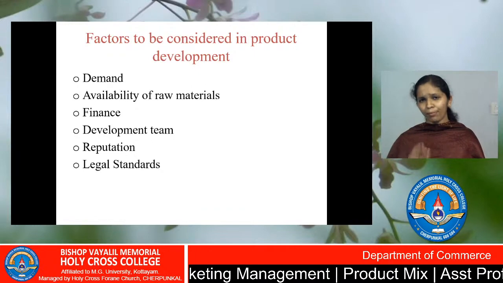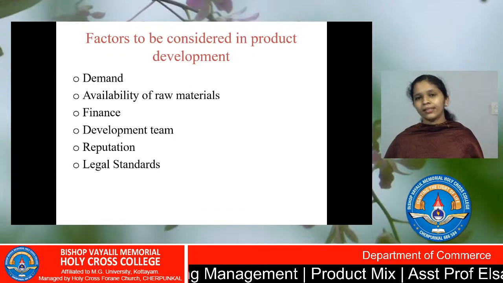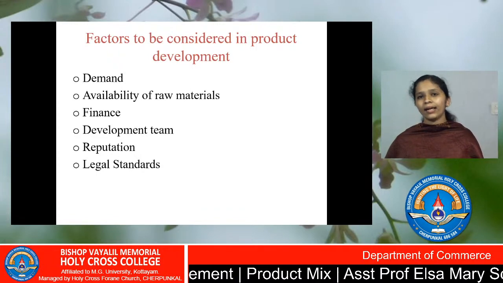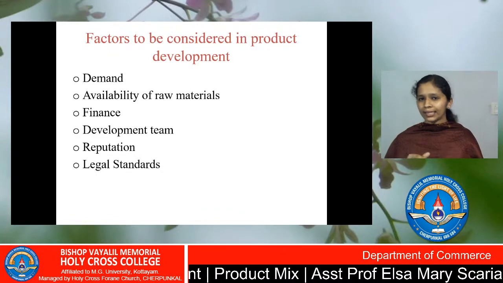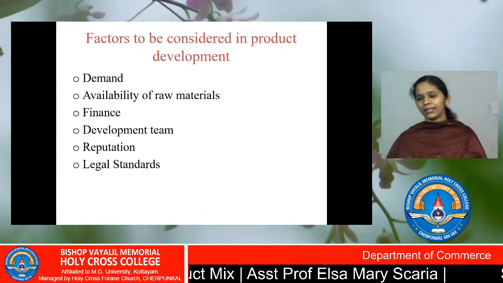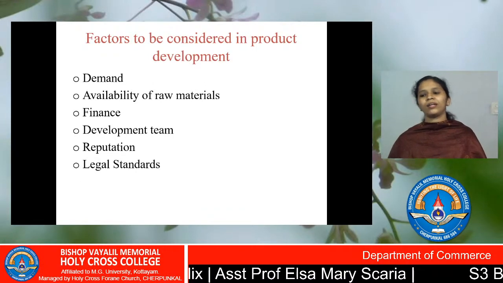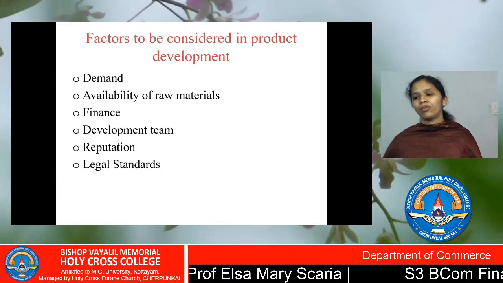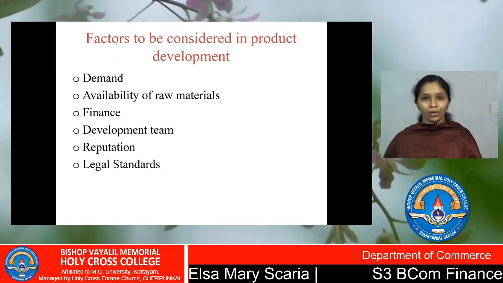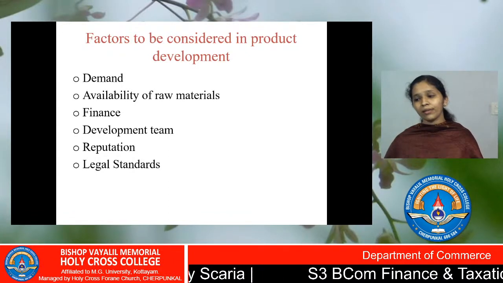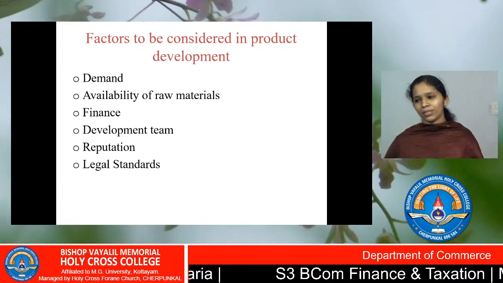So it's an important factor whether the raw material for our production is readily available at any time at a reasonable price. Then the third one, the important one, that is finance. Whether the company has the financial capacity for developing a new product, introducing a new product, then the manufacturing process, sales promotion activities, all these require finance. So finance must be there.